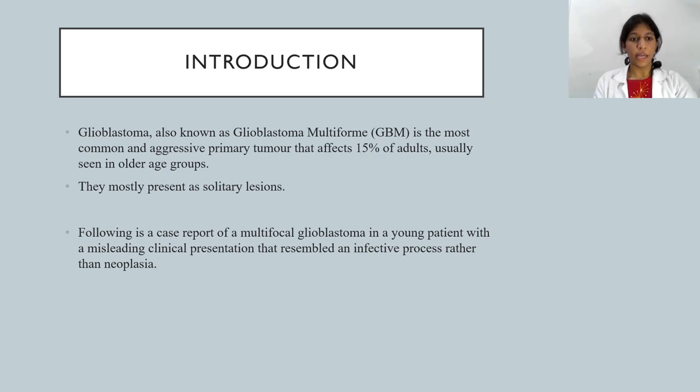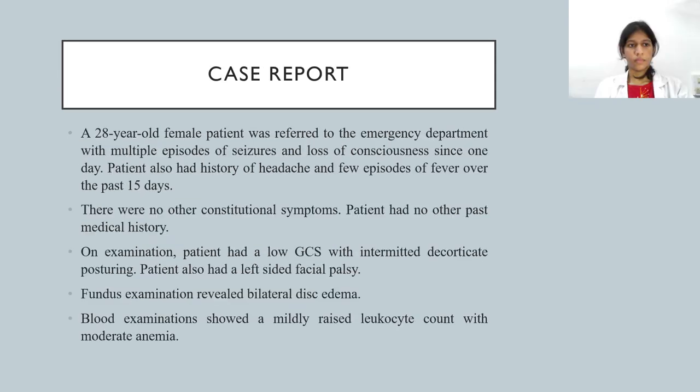Introduction. Glioblastoma, also known as glioblastoma multiforme, is the most common and aggressive primary tumor that affects 15% of adults, usually seen in older age groups, and they mostly present as solitary lesions. Following is a case report of a multifocal glioblastoma in a young patient with a misleading clinical presentation that resembled an infective process rather than neoplasia.